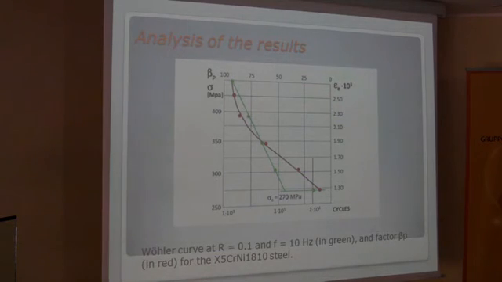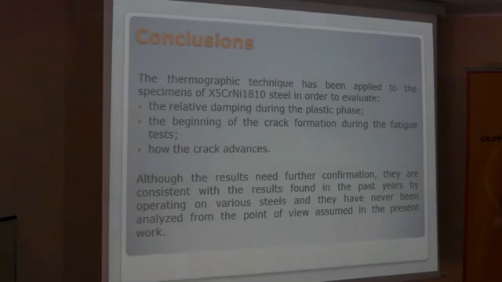The Euler curve was made with loading ratio 0.1, frequency 10 Hz, and the result is supported by other information from the literature. In conclusion, the thermographic technique has been applied to the specimen to evaluate the relative damping during the plastic phase, the beginning of the crack formation during the fatigue test, and how the crack advances.